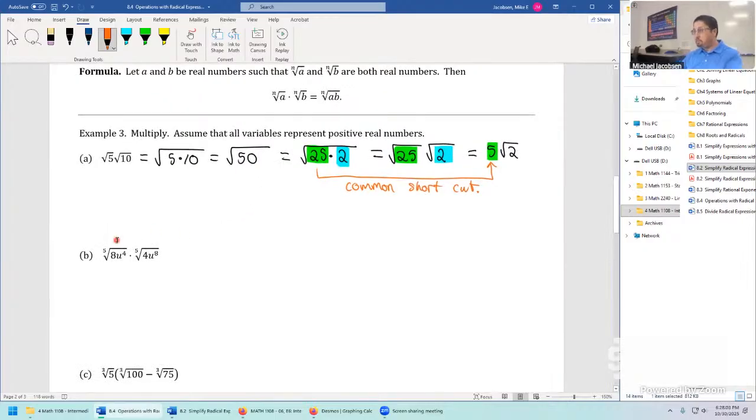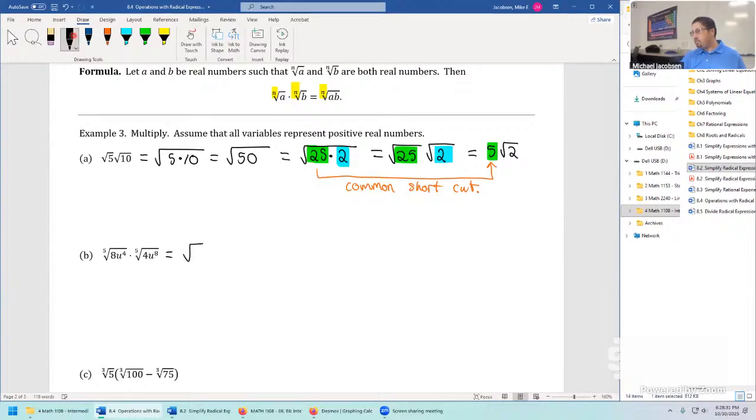Okay, next one looks a little bit more gnarly because now it's a fifth root, but that's okay. It doesn't really matter what the index is. The major thing is the index has to be identical, like it's indicated in this formula. So if you have the same index here and here, you copy that same index over here, and all you're doing is multiplying together what's under the root, the so-called radicand. Well, radicands, I guess, would be plural on this one.